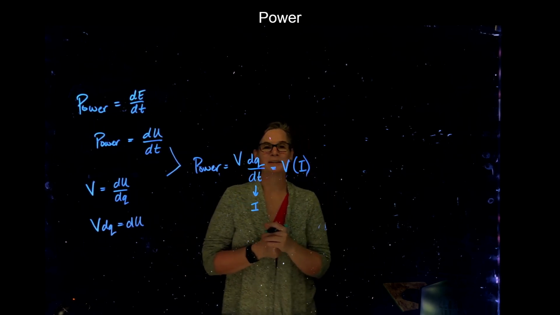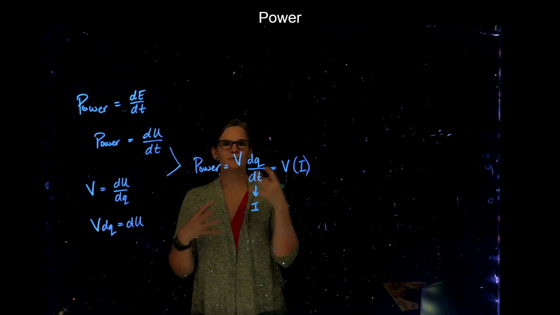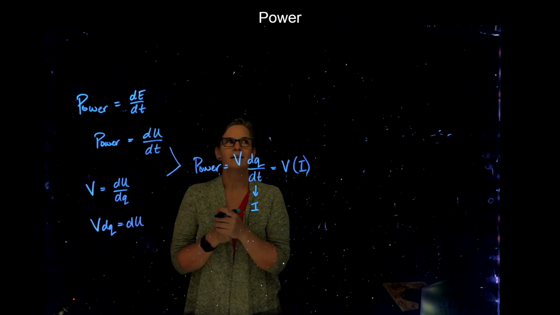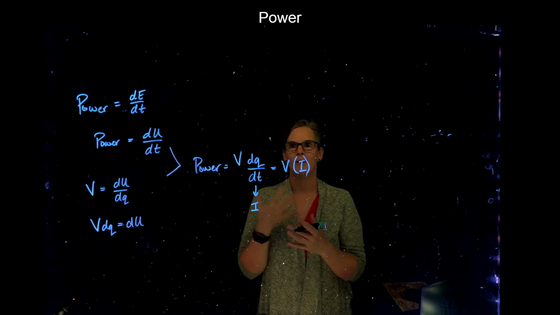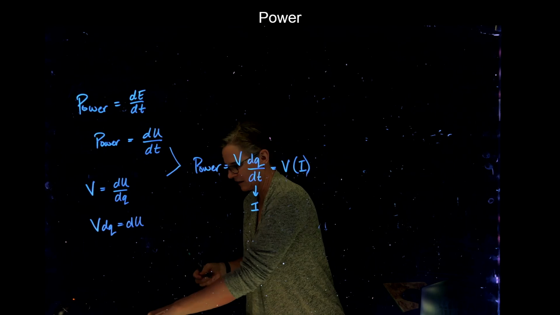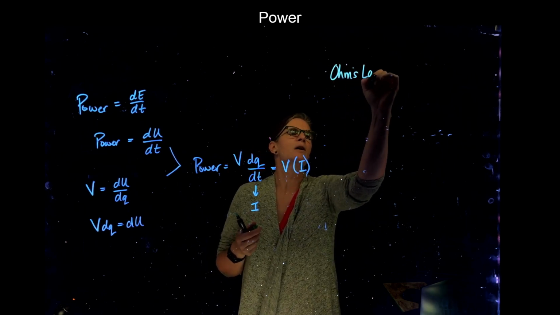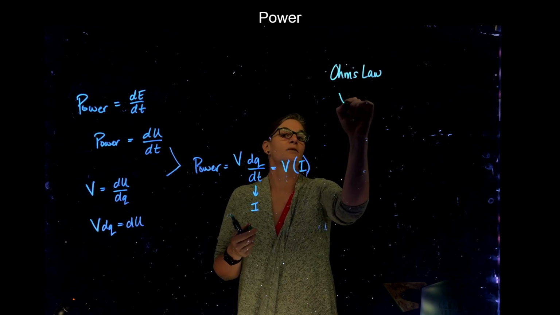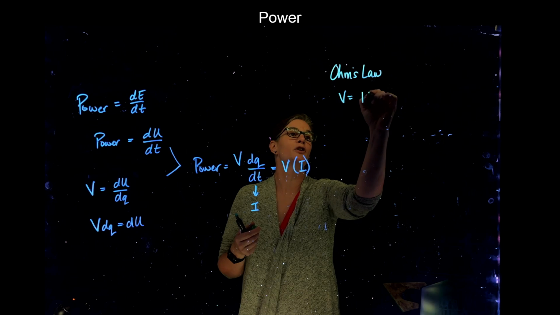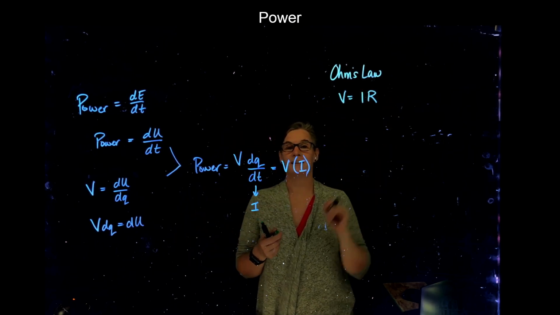Voltage times current. Now, we can use Ohm's law to get power in relationship to other things in our electrical discussion. These things we've been talking about: current, voltage, and of course resistance. So let's remind ourselves what Ohm's law tells us. Ohm's law tells us that the voltage is equal to the current times the resistance. It's the relationship between voltage, current, and resistance.